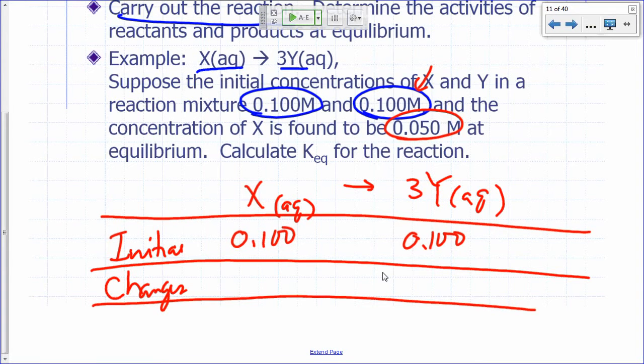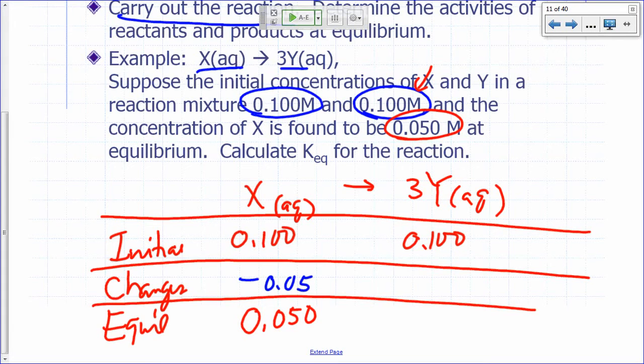If the reaction were to go forward, first of all, did this reaction go forward or reverse? Let's look at the equilibrium values. My equilibrium value for X is 0.050. What happened to my X? It dropped from 0.1 to 0.05. By how much did it drop? 0.050, right?